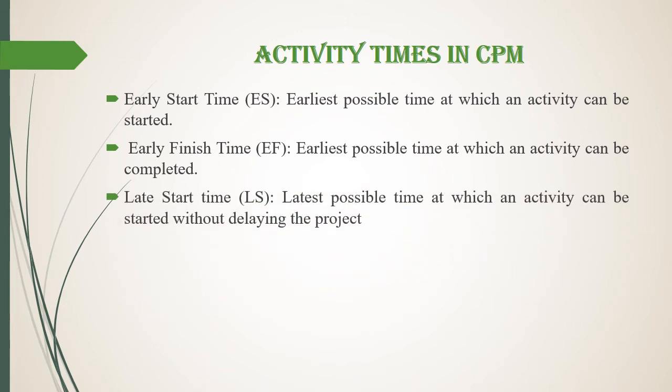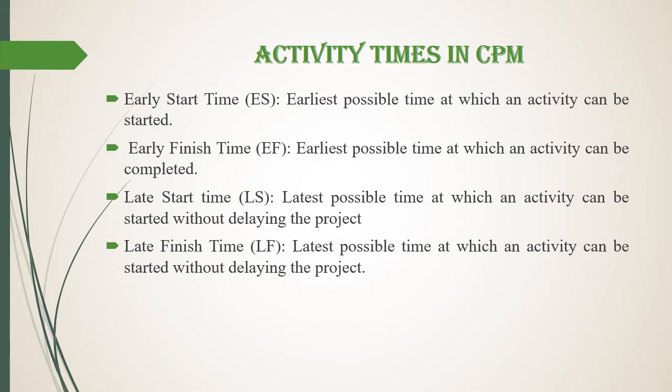The third one is late start time, which is represented as LS or LST. The latest possible time at which an activity can be started without delaying the project is termed as late start time. And the next one is late finish time, which is represented as LF or LFT. The latest possible time at which an activity can be completed without delaying the project is termed as late finish time. So, these four times are very important in case of critical path method.